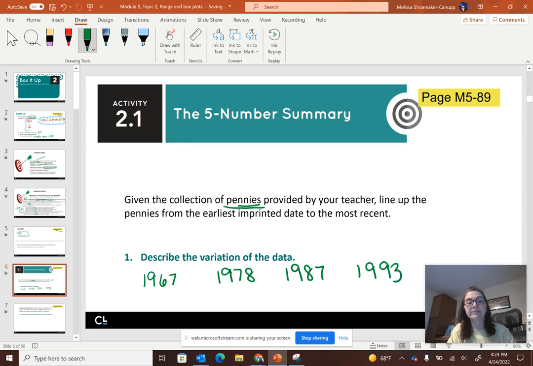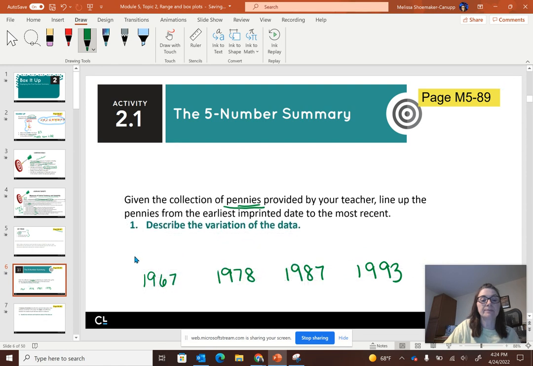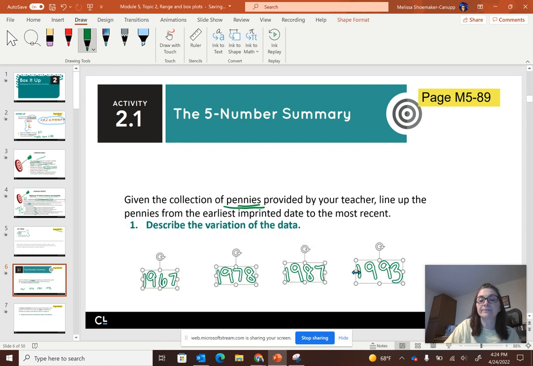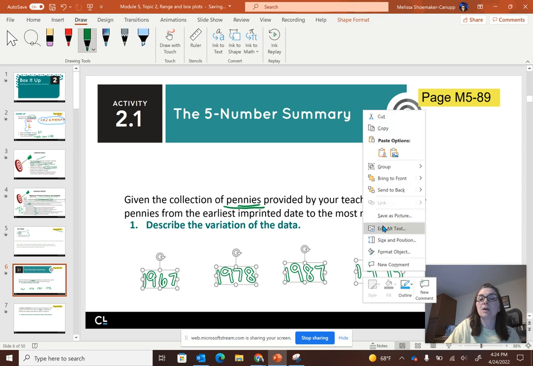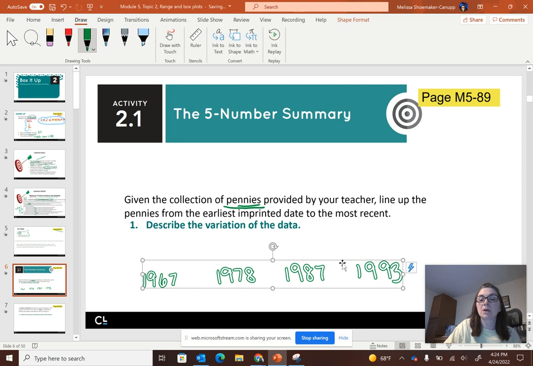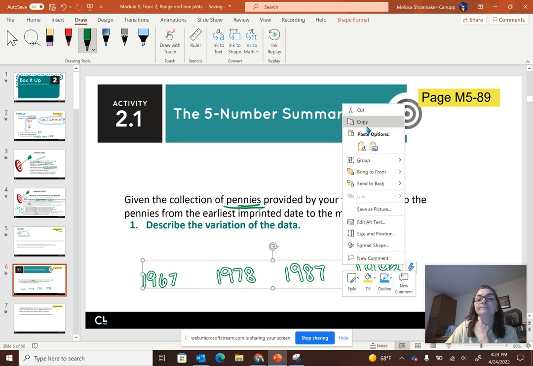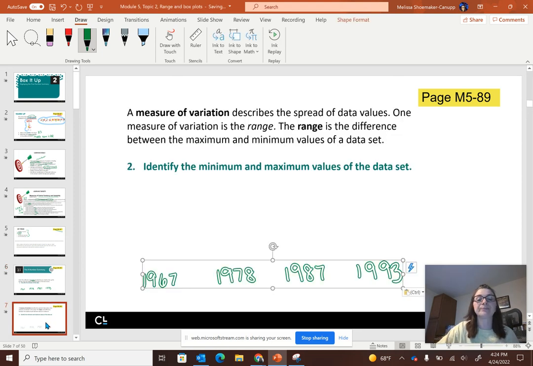It could be any dates. Okay. And then we're going to talk about those dates. So I'm going to, whoops, not that. Grab these. I'm going to group those. I'm going to copy them so I can put them right here.